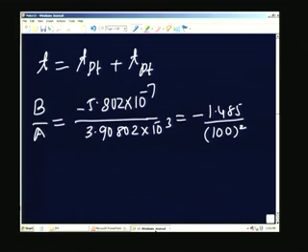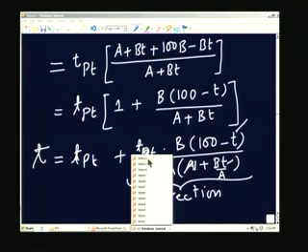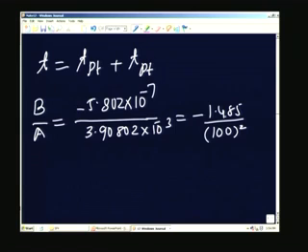And why do I do that? Let me go back to the previous one. You see that if I take A outside, this becomes B by A here, and this B by A is going to be this number for the resistance thermometer, 1.485 divided by 100 squared. This I am going to write as delta. The symbol given for that 1.485 is delta.